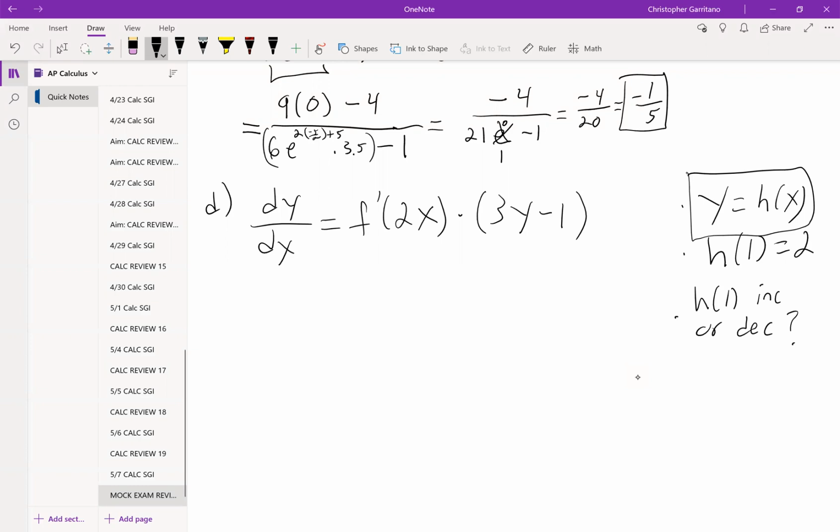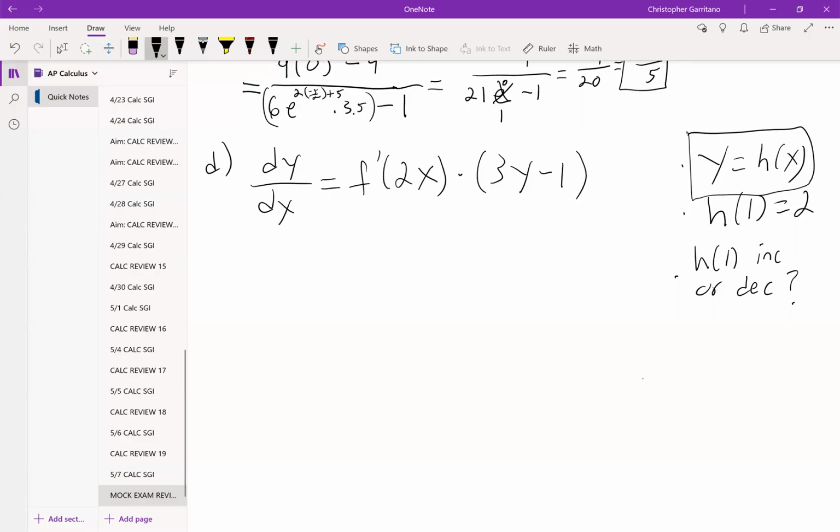And we're told that, or really the whole goal of the problem is to determine, is h of 1 increasing or decreasing? All right, so of course, sorry, 1 second. I just want to make sure that that's actually what they're asking. 1 second. All right, so I'm glad I checked because I was mistaken.